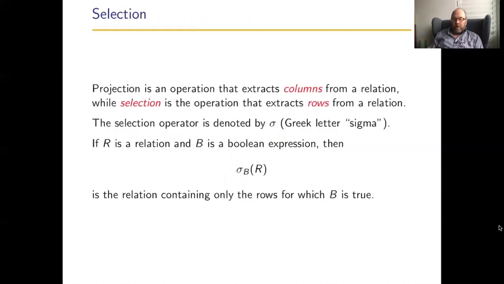Okay, so projection extracts columns and selection therefore extracts rows. And the selection operator is called sigma. And this is a relational algebra expression involving sigma. Whoops, want my highlighter. So again, this is the input to the expression. Sigma says it's a selection operation. B is a Boolean condition. The way it works is that for each row of R, the Boolean expression is evaluated, and if it's true, then that row is part of the output.